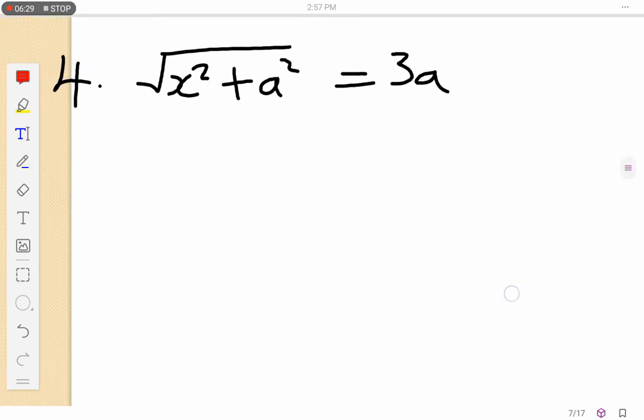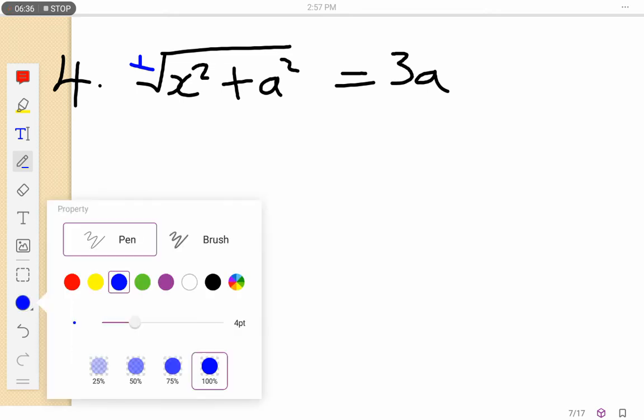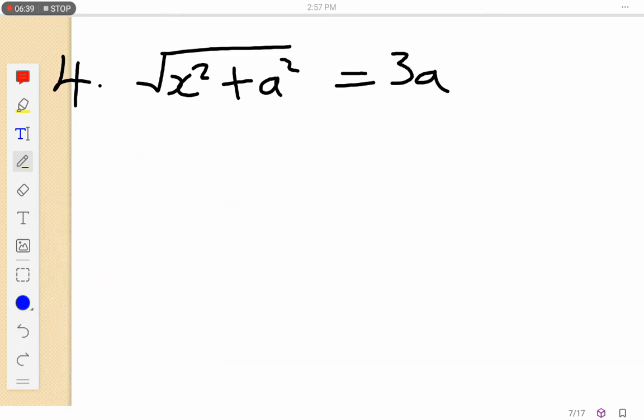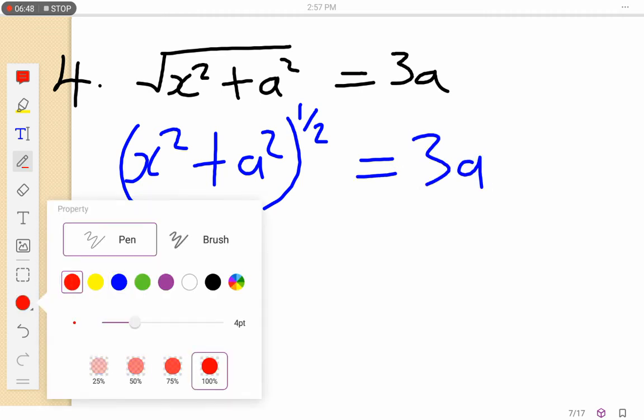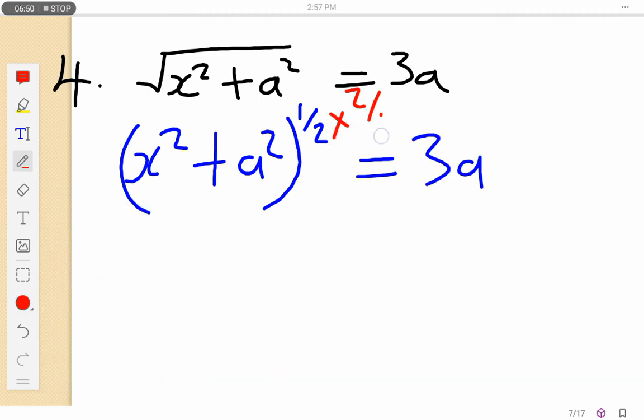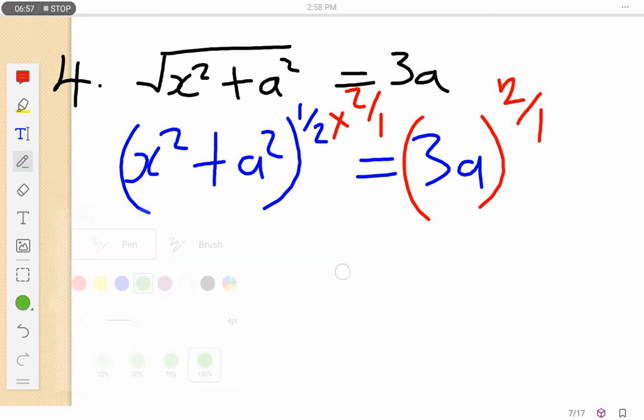Let's have another example. This one, we've got a square root because we don't have any number here, so it is square. When we don't have a number, it is square, so it's x squared plus a squared to the power of 1/2 is equal to 3a. To remove our half, we multiply by 2 over 1, everything this side by 2 over 1, like that. So these will cancel off each other, 2, 2, 1, 1 there. And this will be as 2, like that.